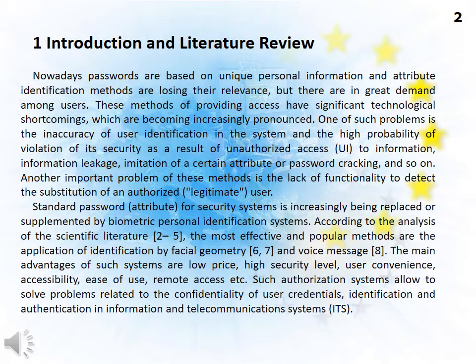and so on. Another important problem of these methods is the lack of functionality to detect the substitution of an unauthorized user. Standard password security systems are increasingly being replaced or supplemented by biometric personal identification systems. According to the analysis of the scientific literature, the most effective and popular methods are identification by facial geometry and voice message. The main advantages of these systems are low price, high security level, user convenience, accessibility, ease of use, remote access, etc. Such authorization systems allow solving problems related to the confidentiality of user credentials, identification, and authentication in information and telecommunication systems.